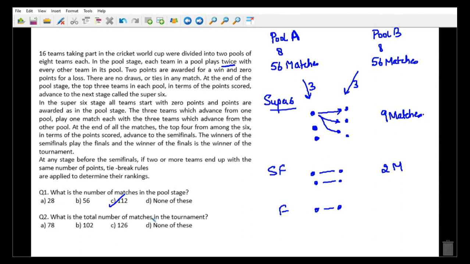What is the total number of matches in the tournament? It is going to be 112 plus 10 plus 2, that is total of 124 matches. Since I do not have 124 over here, my answer will be none of these. My answer is 124 matches, so option D is going to be the answer.